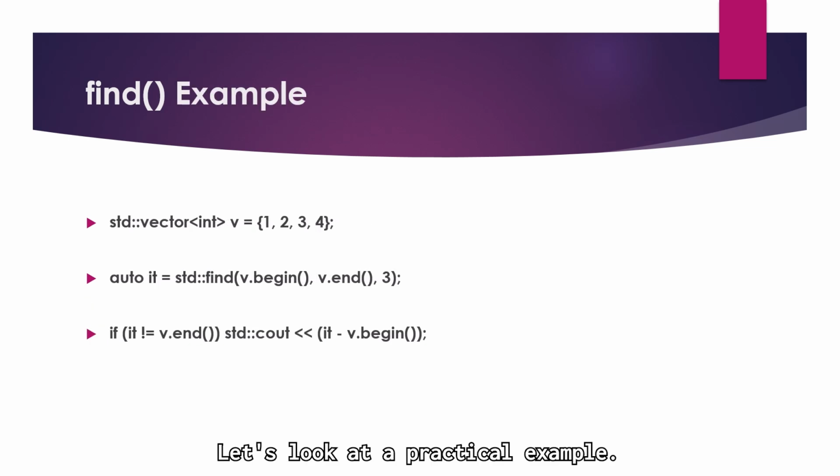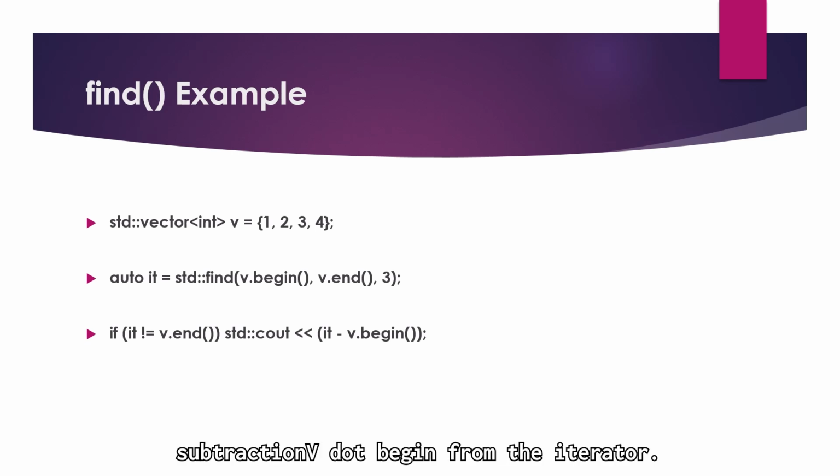Let's look at a practical example. Consider a vector of integers, say 1, 2, 3, and 4. We want to know if the number 3 exists in it. We call std::find(v.begin(), v.end(), 3) and store the result. If the iterator is not equal to v.end(), that means the value was found. You can even calculate its index by subtracting v.begin() from the iterator. This is a very efficient and clear way to search through containers without writing error-prone loops.